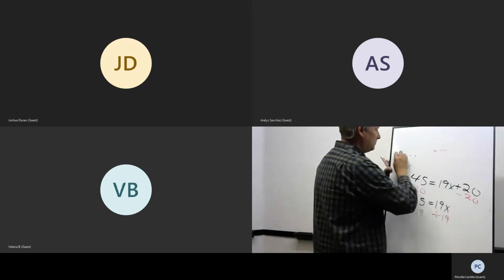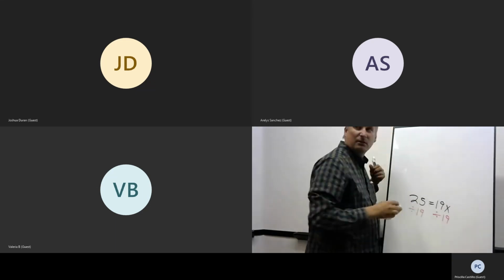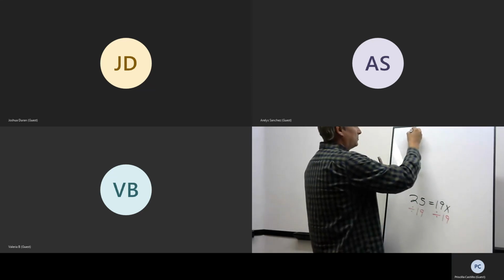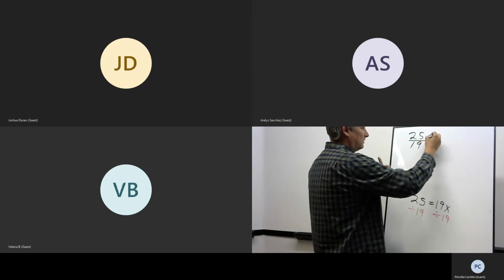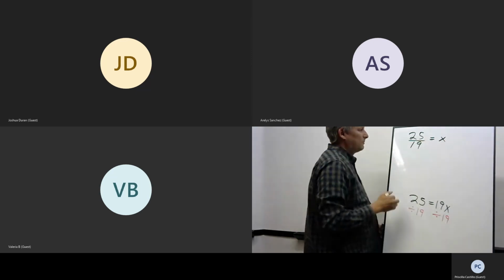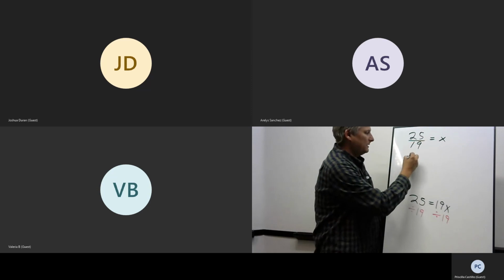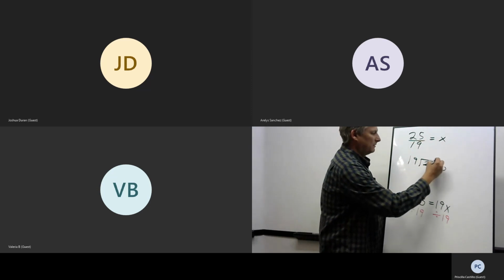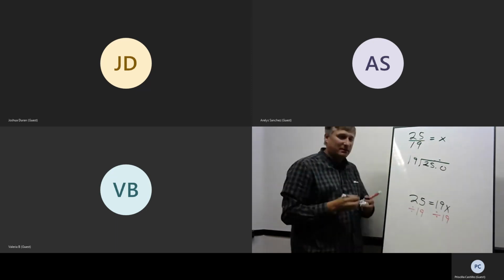So what we're going to do when we run into that, we're just going to leave it. We'll just leave it as 25 divided by 19 is equal to x. Or we'll leave it for someone who wants to do this long division, wants to take 19 into 25 and hammer out what that's going to be. We'll just leave it like that.